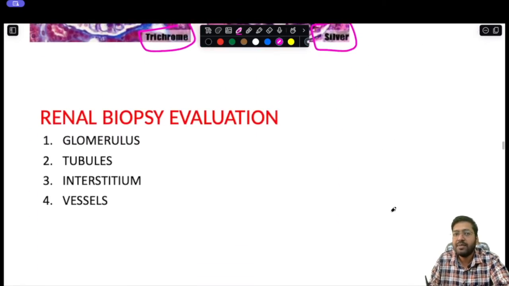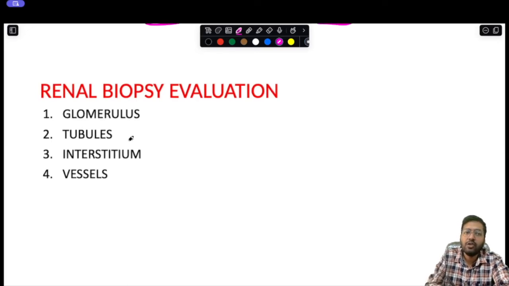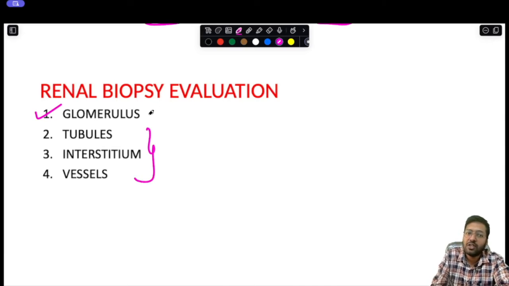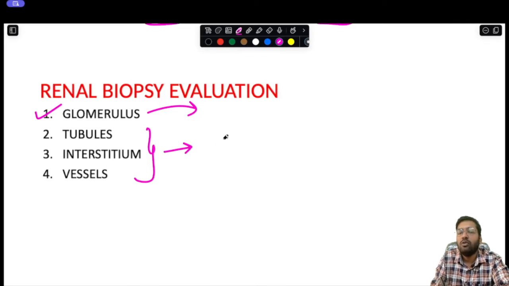Now the renal biopsy evaluation needs evaluation of the glomerulus as well as the tubules, interstitium and vessels. So in this particular session, we are mainly going to concentrate on evaluation of the glomerulus, whereas we are going to see what are the structures evaluated while evaluating the tubules, interstitium and vessels. Maybe in the future, we are going to discuss how to evaluate these structures in detail.